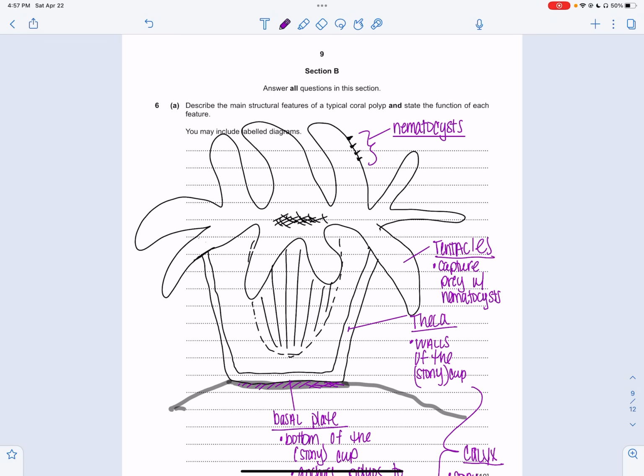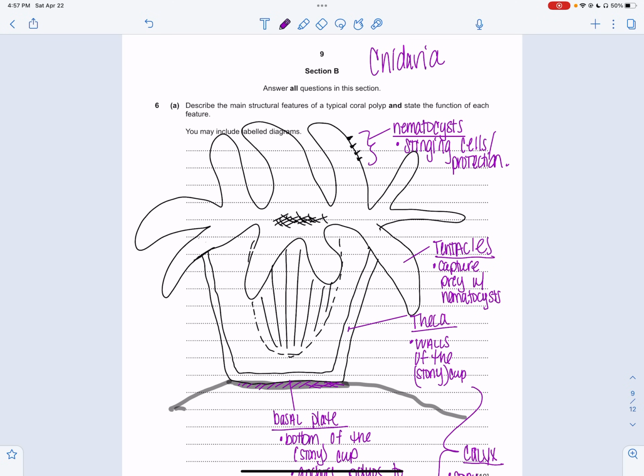All Cnidarians in phylum Cnidaria, spelled like this. Oh no, how did I spell it the other day? I spelled it wrong. I just pronounced it wrong. Anyways, they all have these stinging cells. So jellyfish, corals, anemones, nematocysts. These are their stinging cells, also for protection.